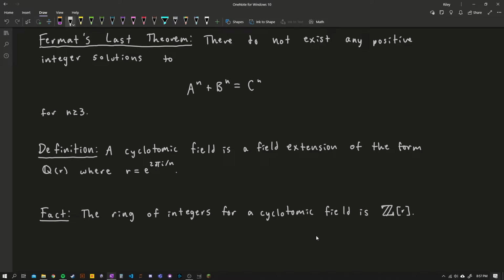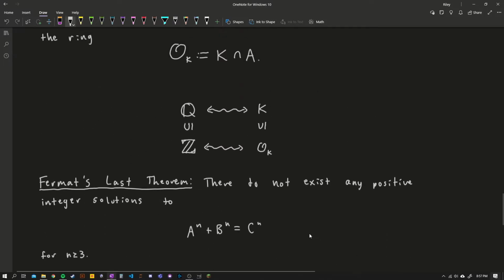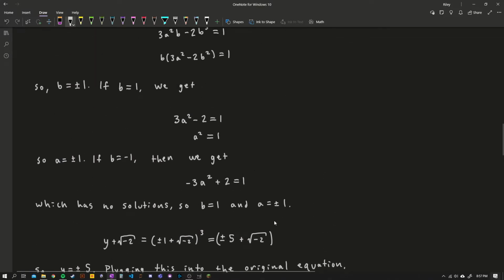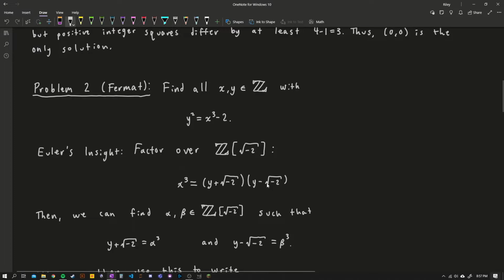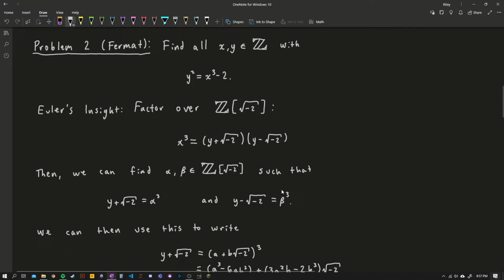This is not true for all rings of integers in general. So if we go back to our previous problem with Euler, this step right here, where we said that y plus root negative 2 is equal to some alpha cubed and y minus root negative 2 is equal to some beta cubed, only works because the ring Z adjoin root negative 2 is what's called a unique factorization domain, which essentially just means that its elements factor uniquely into primes.